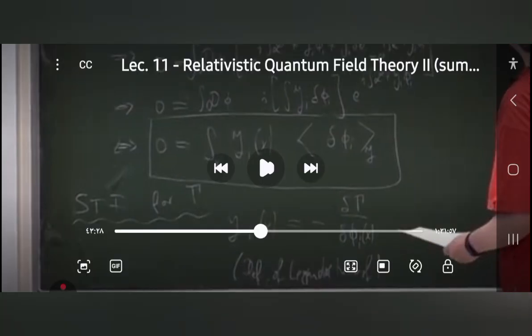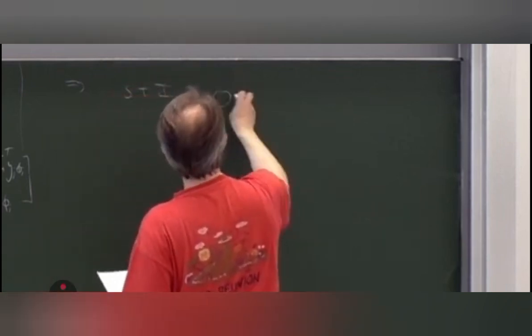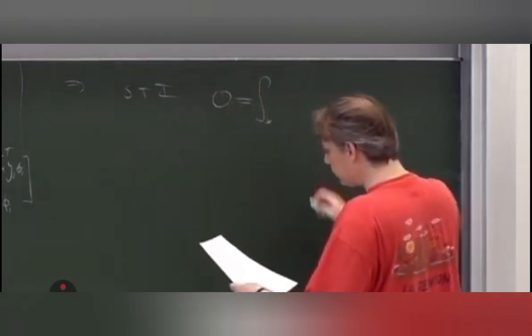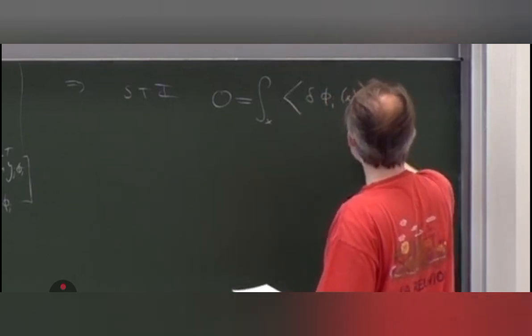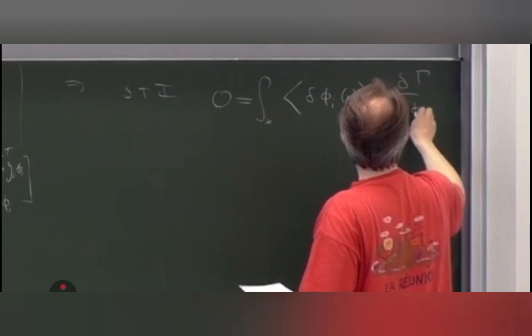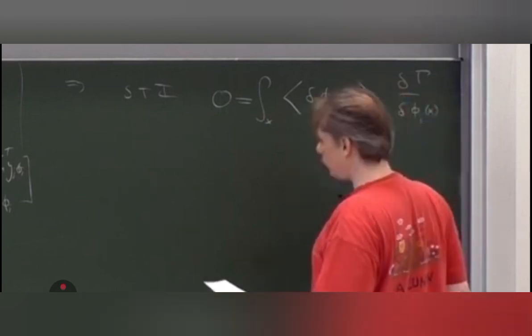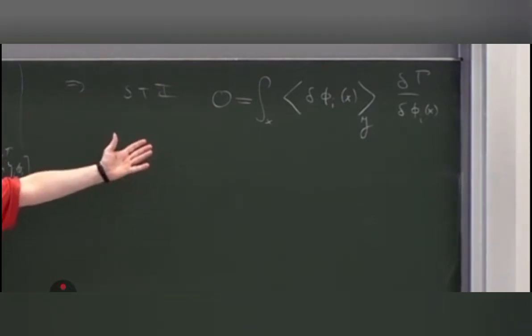As I said, therefore we can just replace it. We get the following Slavnov-Taylor identity, namely 0 is equal to an integral over the x variable times delta phi_i at x, expectation value in the presence of sources j, times derivative d gamma by d phi_i of x. That is now the equivalent Slavnov-Taylor identity for the effective action.